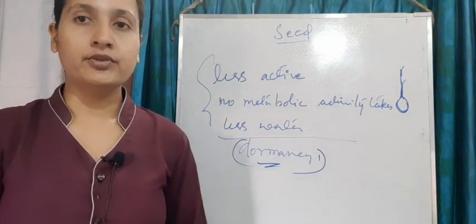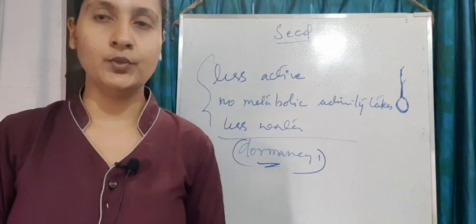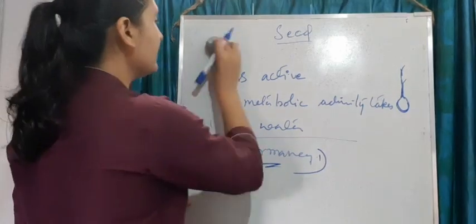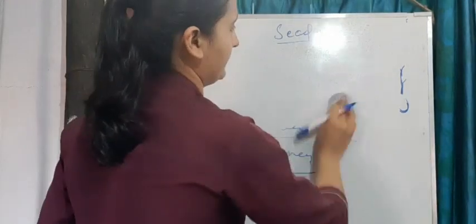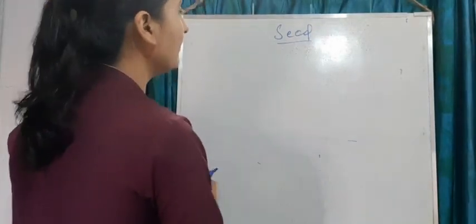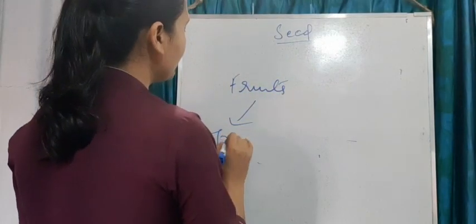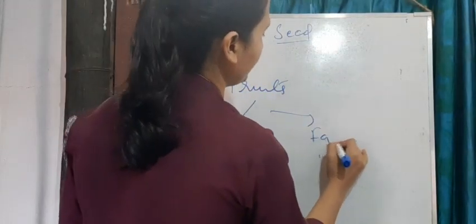Now we know that this seed is developed from the ovule, right? Now what about the ovary? Now ovary, it develops into what? It develops into fruits, right? So fruits are of two types. You might have heard about this. One is called true fruits, other is called false fruit.